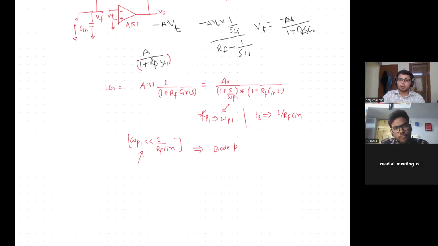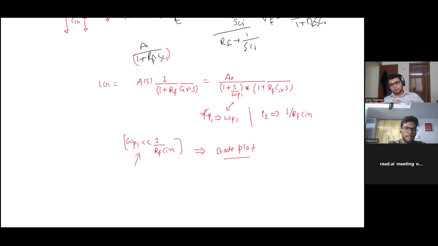complete expression? You got now the transfer function, or loop gain. So what is the Bode plot for the loop gain, with the condition holding omega p1 much lesser than 1 upon RF seen? You want the Bode plot only for this loop gain. So it has two poles, right?